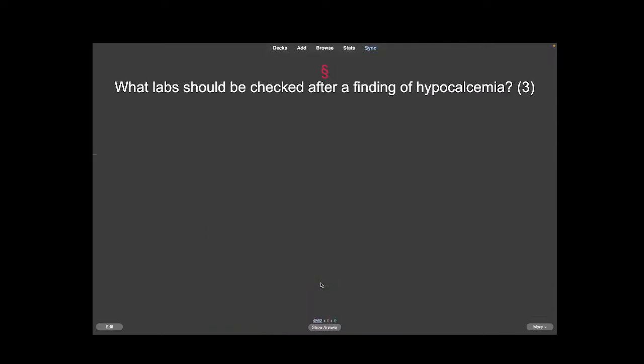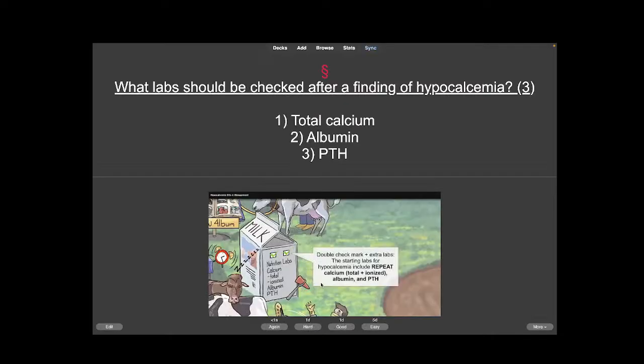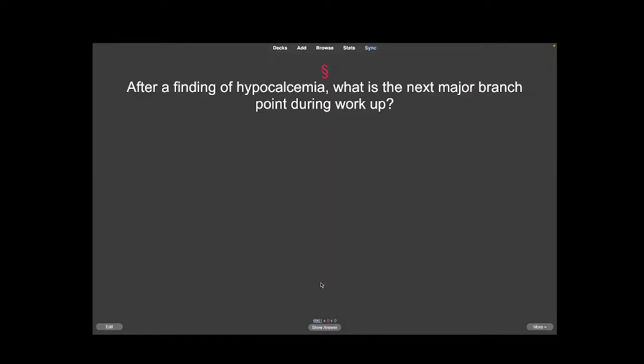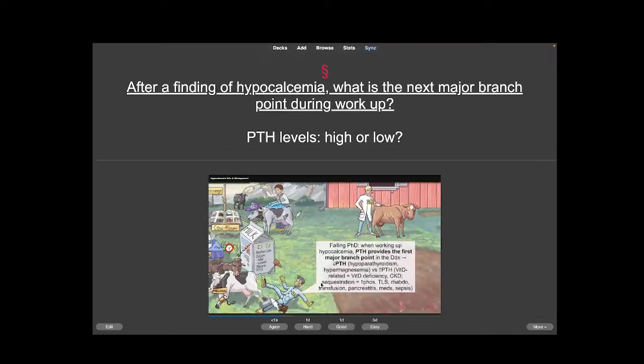Okay. What lab should be checked after finding of hypocalcemia? So, you check for total calcium. You check for albumin, you check for pH. Well, I mean, thanks, man. You know, really, that was really what I needed. After finding of hypocalcemia, what is the next major branch point during workup? So we're gonna go for high or low pH levels. What the hell is this for?